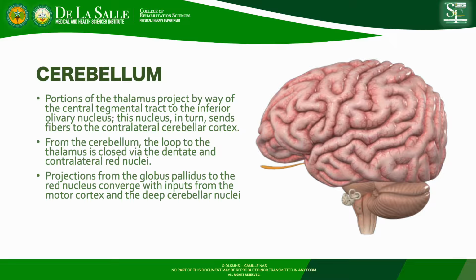So the cerebellum will end its communication to the centers or nuclei found in the brainstem, such as the red nuclei. Projections from the globus pallidus of the basal nuclei to the red nucleus converge with inputs from the motor cortex and the deep cerebellar nuclei. That is how the cerebellum is a part of the extrapyramidal system, because of its connections with the basal nuclei and the extrapyramidal tracts, such as the red nucleus and other centers in the brainstem.